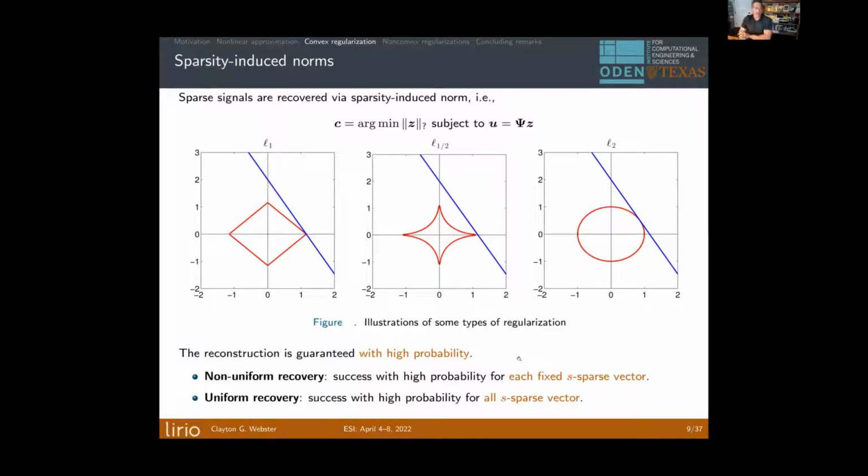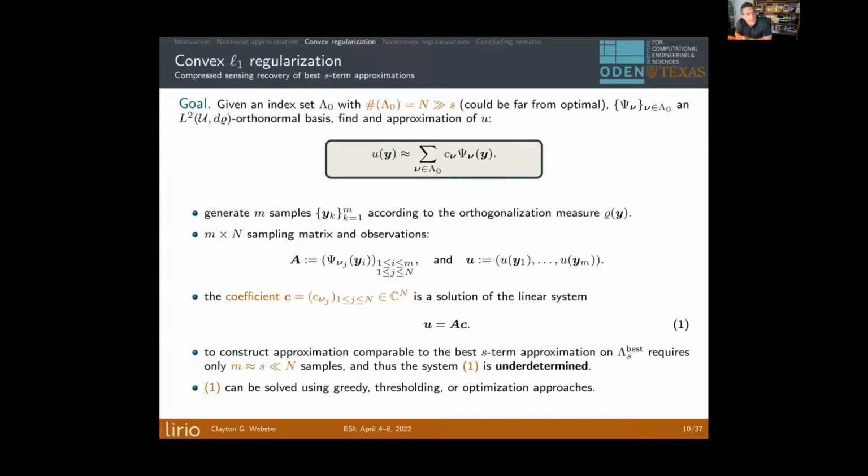I'm going to use random sampling. And in this case, I'm going to focus exclusively on uniform recovery results. In other words, I want success with high probability for all S-sparse vectors, as opposed to the non-uniform case, which is when you're interested in success for each fixed S-sparse vector.